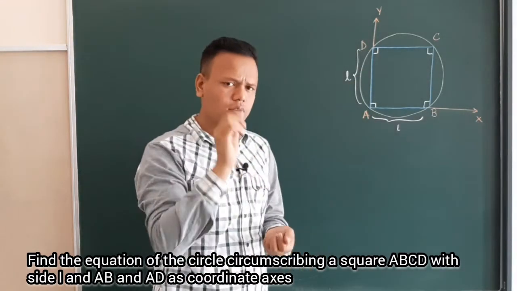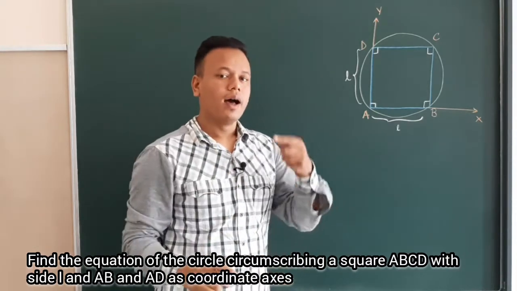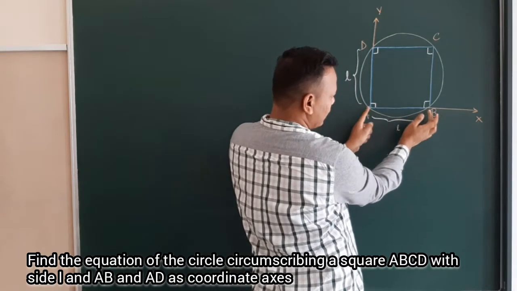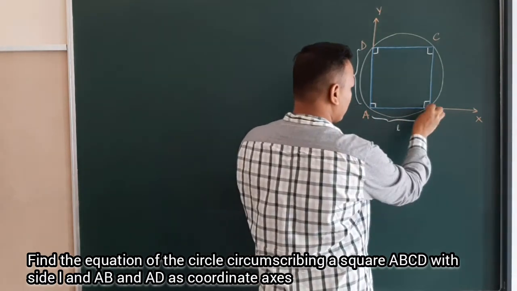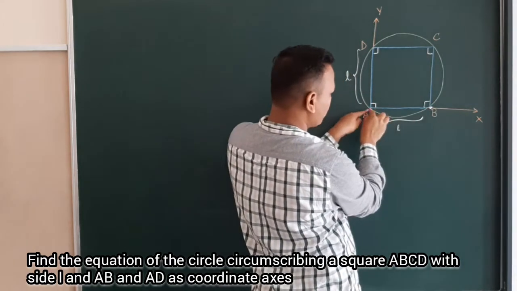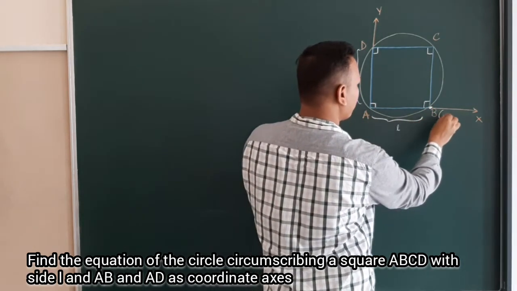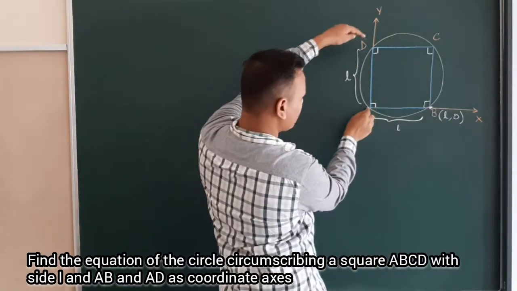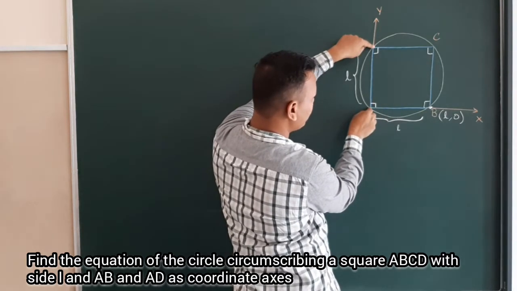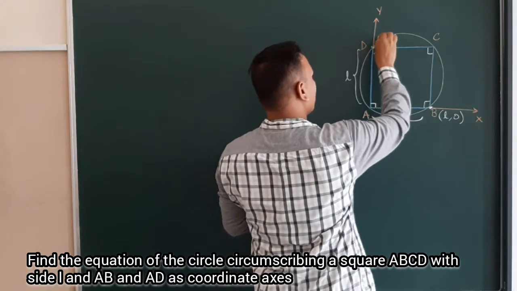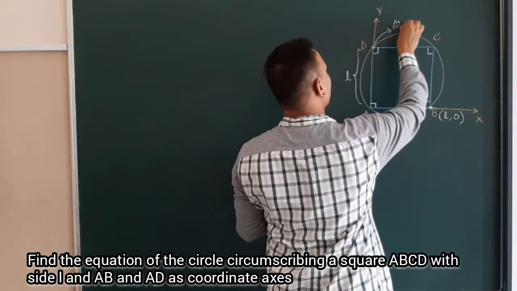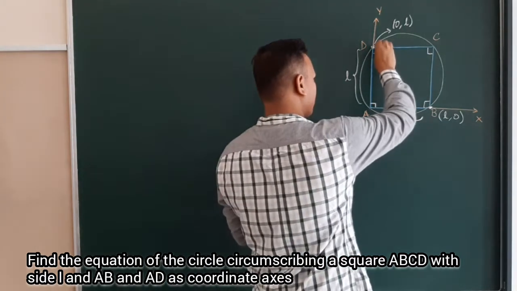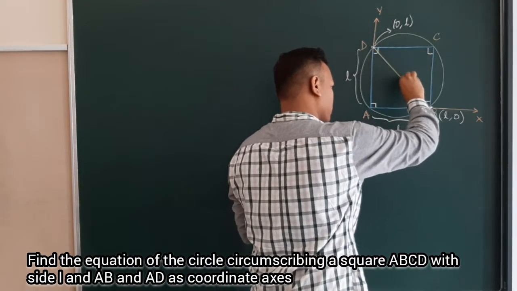Now, here also we are going to make use of the diameter form. How? Let's try to understand. If this length is L, then what will be the coordinate of B? This A is my origin, so from here to here is L, which means the coordinate of B will be (L, 0). Similarly, from here, this is 0, so from here to here is L. That's why the coordinate of D will be (0, L). Now, let me join these two.